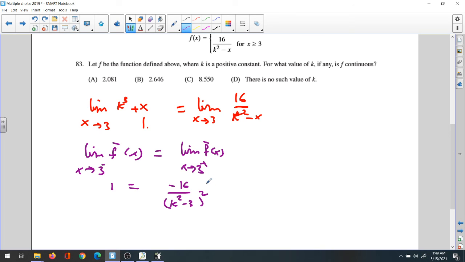So if we equate both sides and solve it, we're not going to have any value for k such as 2.0, 2.6, 8.5. So there is no such value of k. The answer for this is D. It is rare to find D as the answer, but in this test the answer was D.